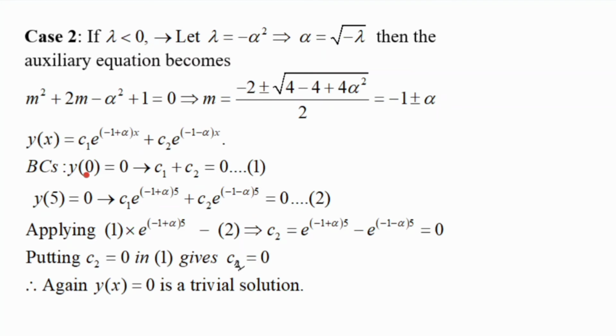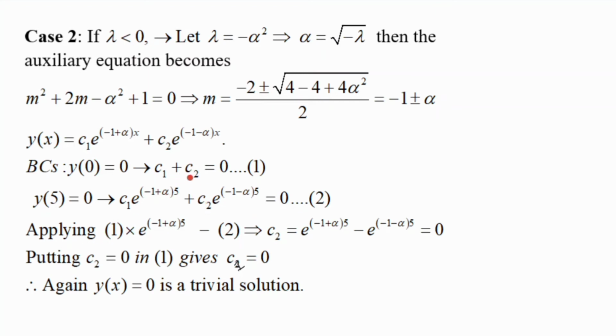So we can see here our boundary condition y(0) equals 0. When we put x equals 0 in this equation, we get C1 plus C2 equals 0. Similarly, when we put x equals 5, applying the second boundary condition, we get C1 e power (minus 1 plus alpha) 5 plus C2 e power (minus 1 minus alpha) 5 equals 0. Now we get two equations related to C1 and C2. Now we can solve these two equations to get C1 and C2.